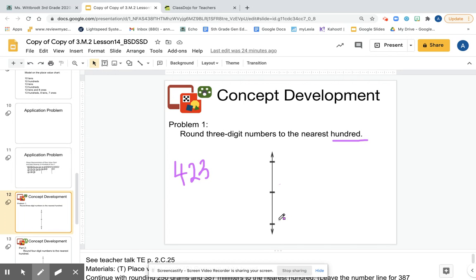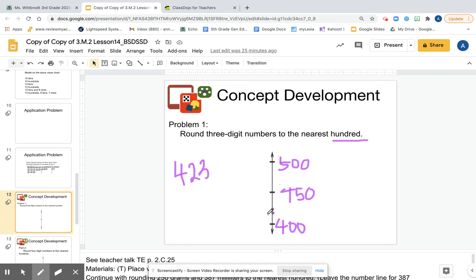Okay, so your bottom should have been 400, because 423 is between the numbers 400 and 500. And my midpoint is 450.